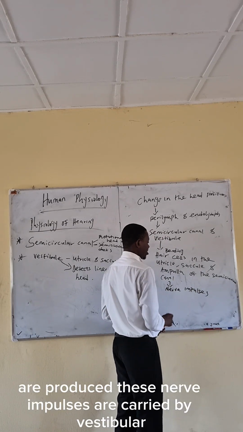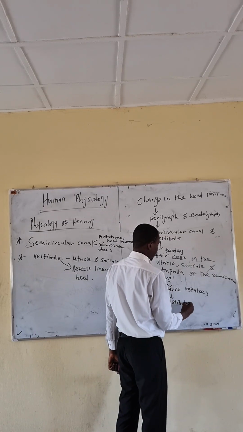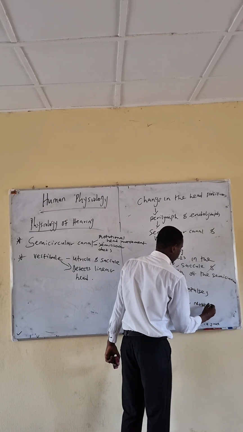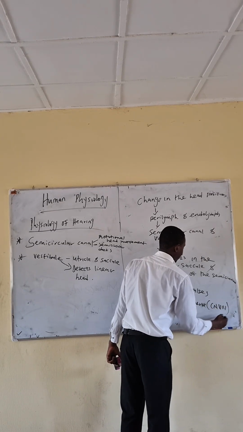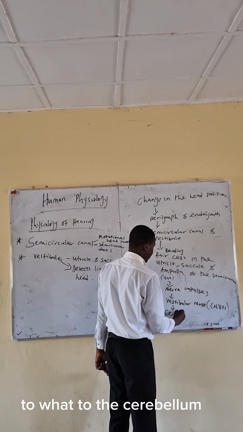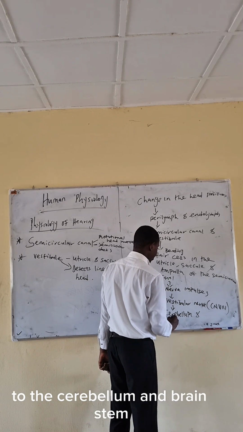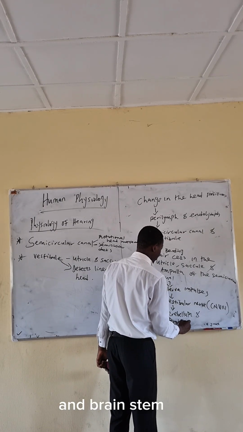So when nerve impulses are produced, these nerve impulses are carried by vestibular nerves, which are branches of the cranial nerve 8, to what? To the cerebellum and brainstem.